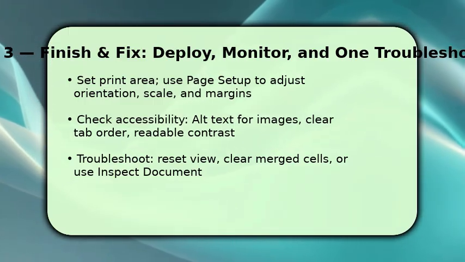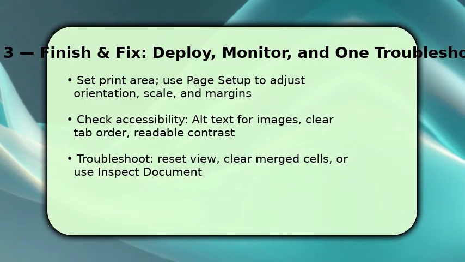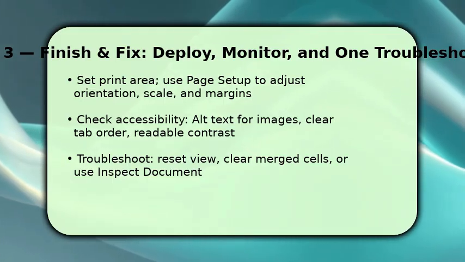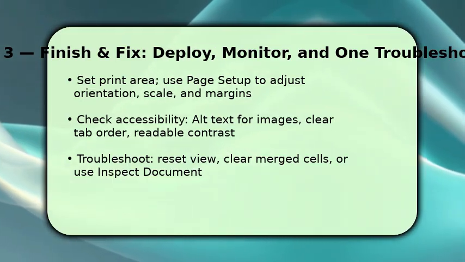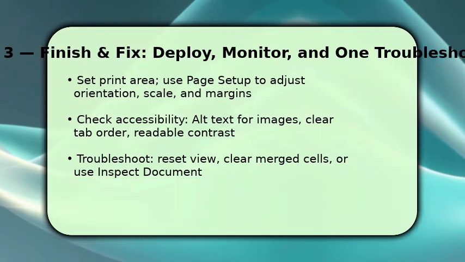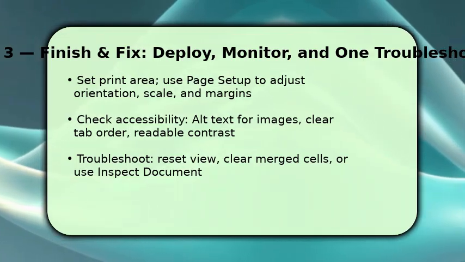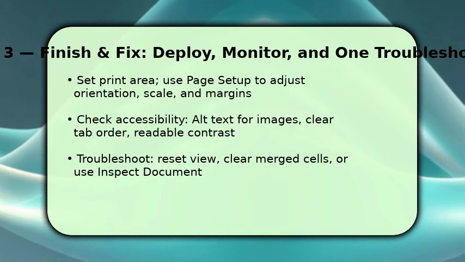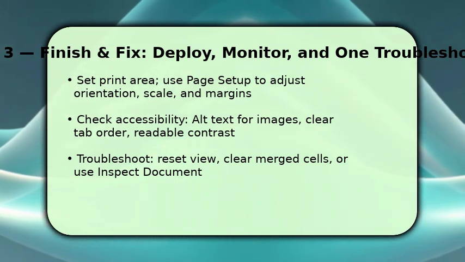If something breaks, try a quick fix. Reset the view, unmerge problem cells, or run inspect document to find hidden objects. If printing still misaligns, reduce scaling incrementally or adjust column widths by small amounts until alignment is correct.